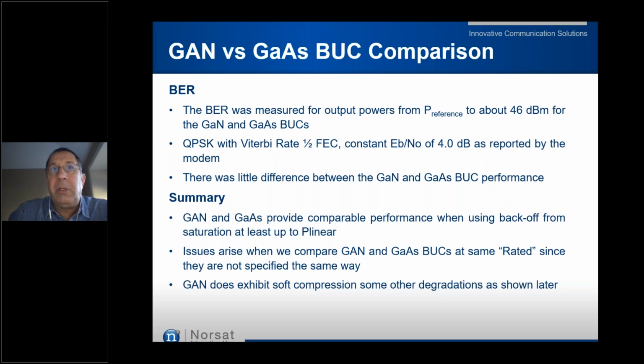Once you get above a certain point, though, you will start to see a little bit more, and you certainly get more inter-system interference with the GaN product, with the spectral regrowth and the intermod. So, the summary: they provide comparable performance when using a back off from saturation, at least up to about P linear. It is difficult to compare the GaN versus GaAs because they're not rated the same. And the GaN does tend to exhibit soft compression and other degradations, which we'll talk about a little bit later.